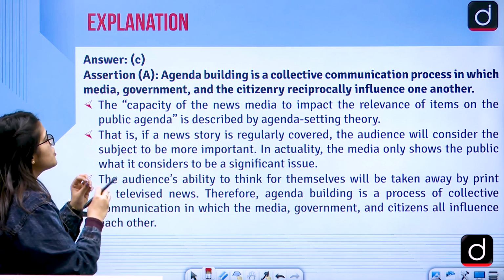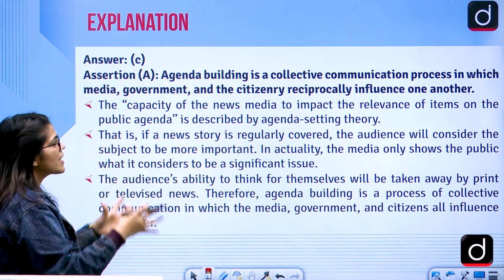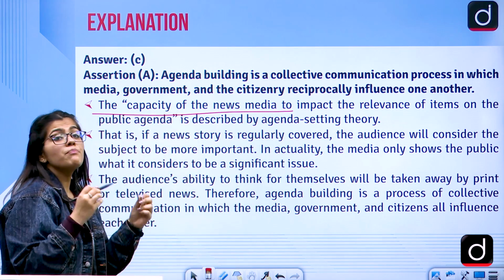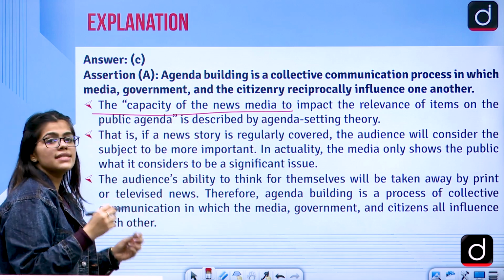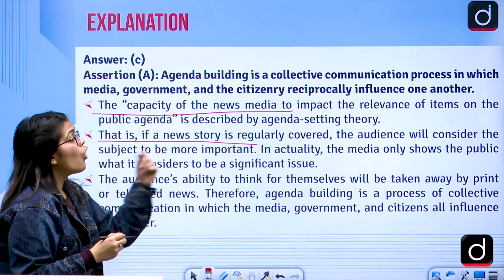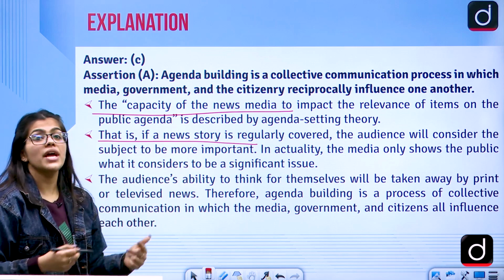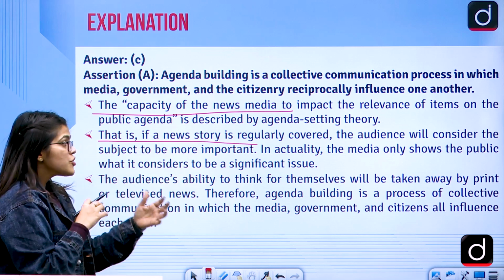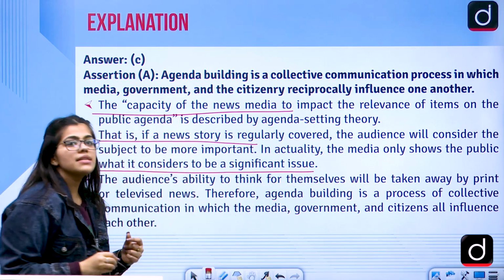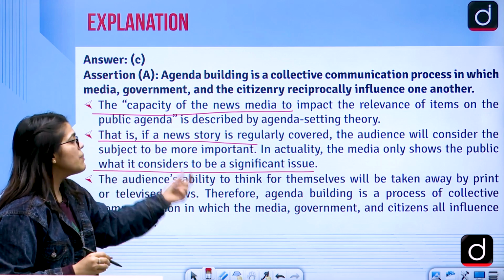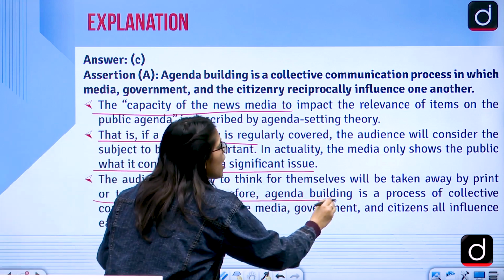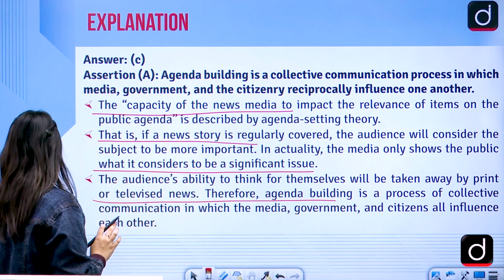So this agenda building is basically a collective communication process. The capacity of the news communication to impact is always greater, and this is the agenda setting theory. That is, if the news story is regularly covered, the audience will be considered as the subject and they would be important. Actually, it is the media only who shows the public what is to be considered as a significant issue. The audience's ability to think for themselves is also developed and portrayed by the media only. This is how agendas are set.